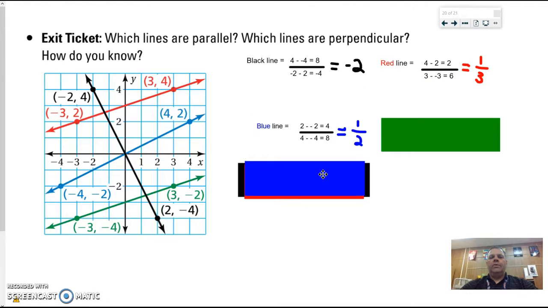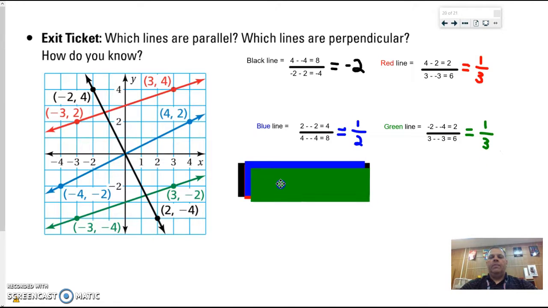For the blue line, using the same slope formula, 2 minus -2 equals 4. 4 minus -4 equals 8. 4/8 simplifies to 1/2. The slope of the blue line is 1/2.